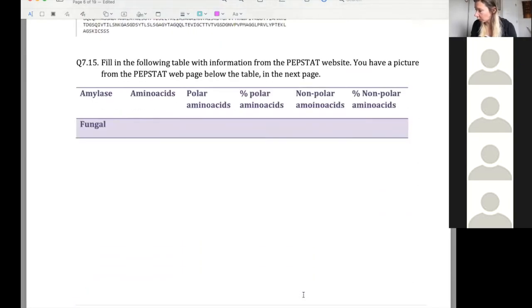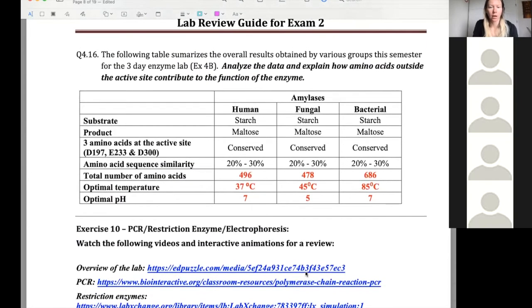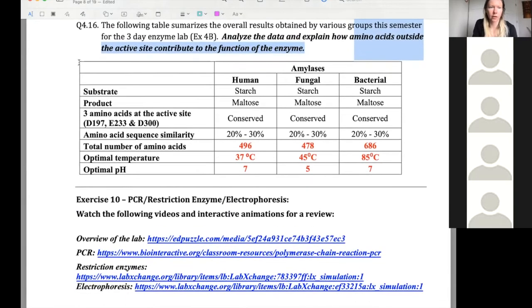All right, so let's move along to page 8. Here it's asking us a very general question about how the amino acids outside of the active site contribute to the function of the enzyme. So what do we think? We know that the active site is really important. That's what gives an enzyme its specificity. That's the business part of the molecule that's doing all the work. But what about all those other hundreds of amino acids? What do they have to do with the enzyme?